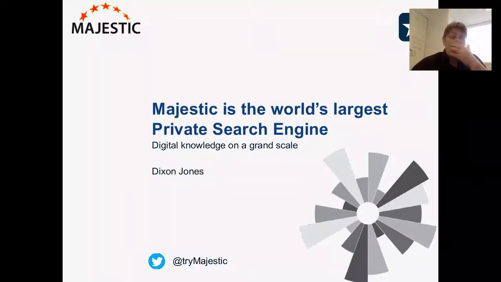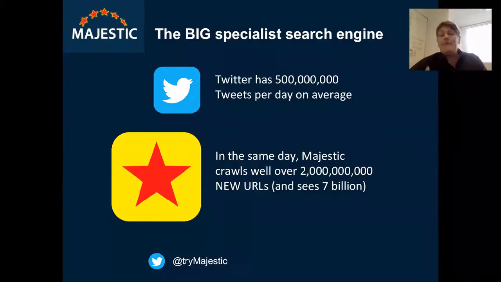To give you an idea of how large we are though, on an average day, Twitter says there are around 500 million, half a billion tweets per day on average. And in the same average day, we crawl something like 2 billion, that's 2,000 million new URLs, and we see around 7 billion. So if you want to get an idea of scale, that's a pretty good idea.